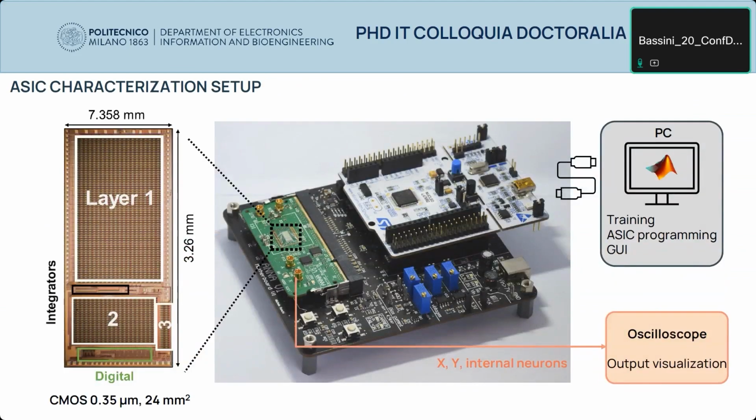So the ASIC is fabricated in a CMOS 0.35 process, and this is the laboratory setup developed to characterize it, comprising PCBs, a microcontroller for communication between the PC and the ASIC, and an oscilloscope to visualize the ASIC output.